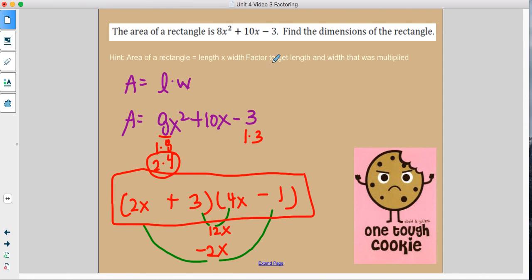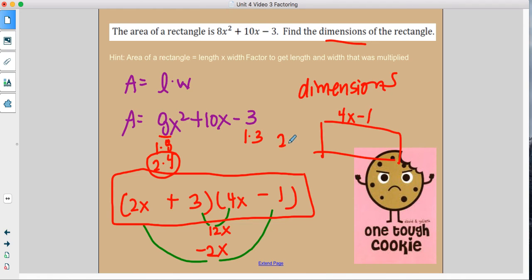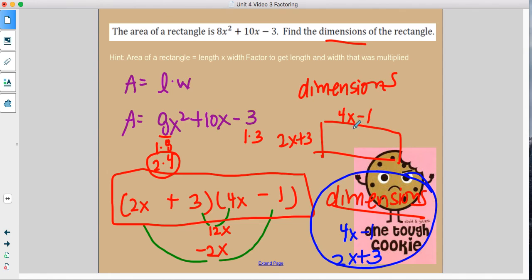Okay? So it wants to know the dimensions of the rectangle. So my dimensions: one side is, that's not a very good rectangle, is it? It's 4x minus 1, and the other one is 2x plus 3. Or you could just write them out. You could list them. Our dimensions are 4x minus 1 and 2x plus 3. But there it is on a drawing.